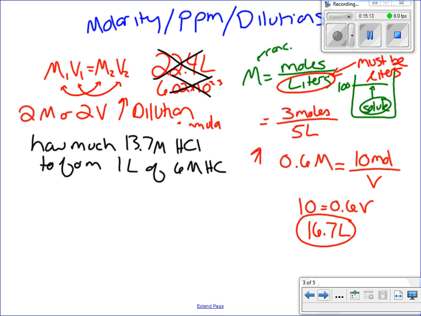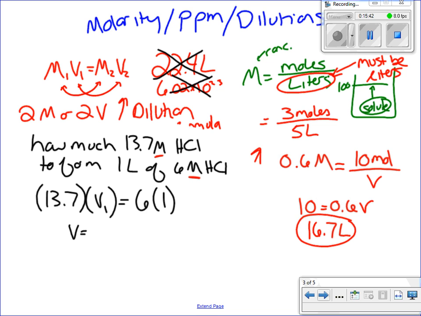I've got 1 and 2, and that means that I've got to use my dilution formula. So, my initial molarity is 13.7. How much of that do I need to use? That's my unknown. I'm going to form a liter of 6 molar. So, do the math here again. Do the math correctly, please. It's 6 divided by 13.7, not the other way around.